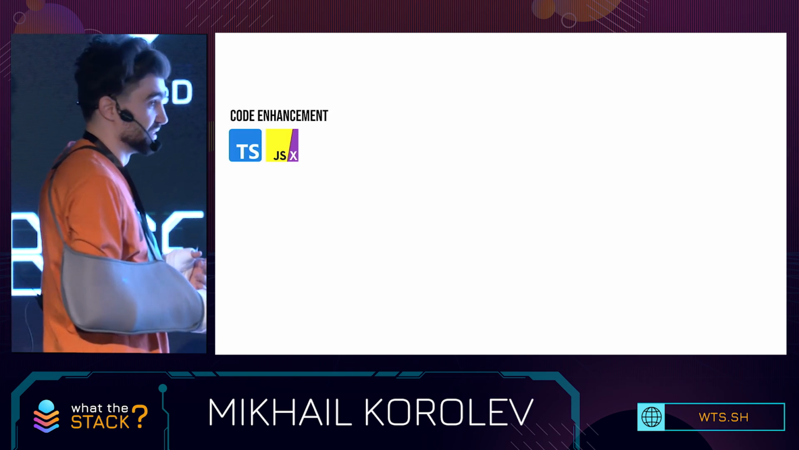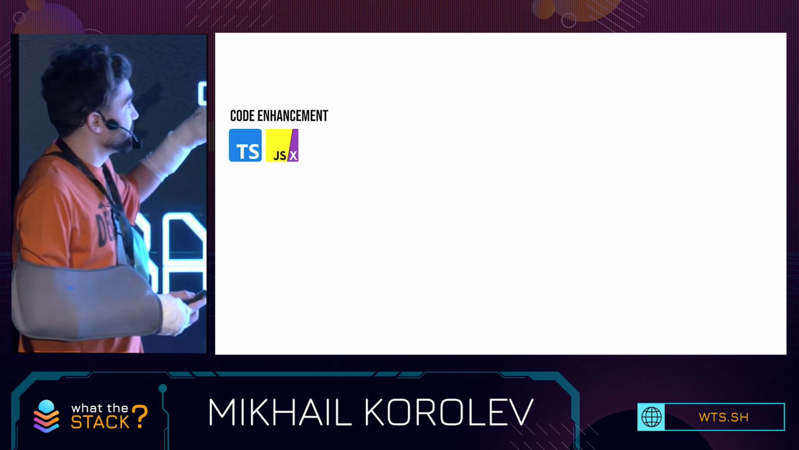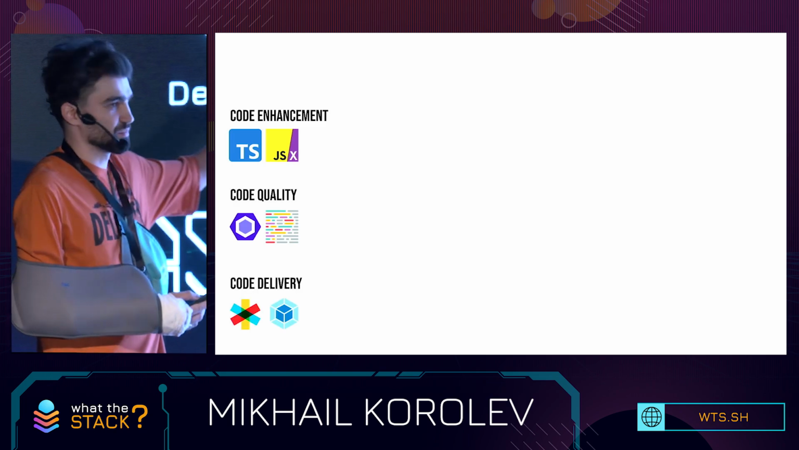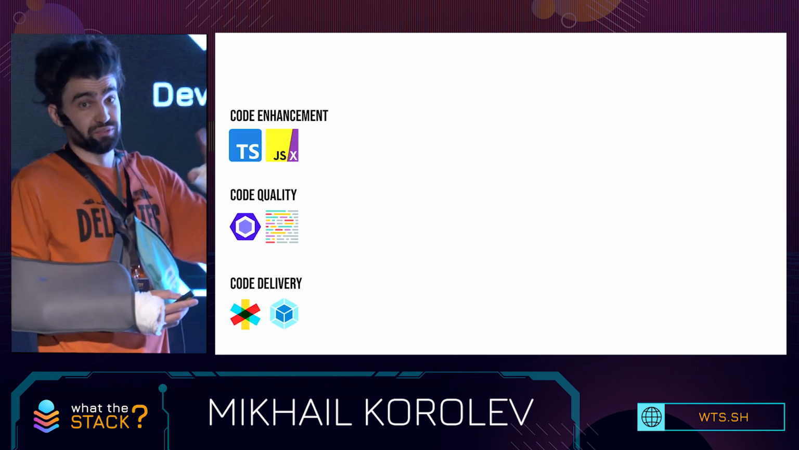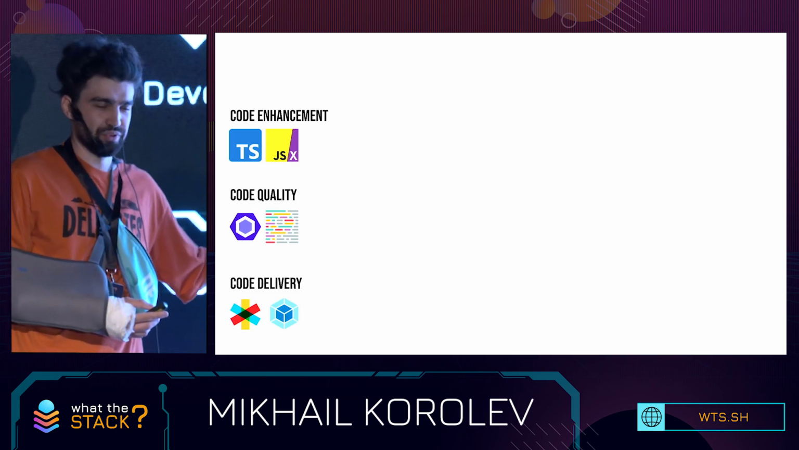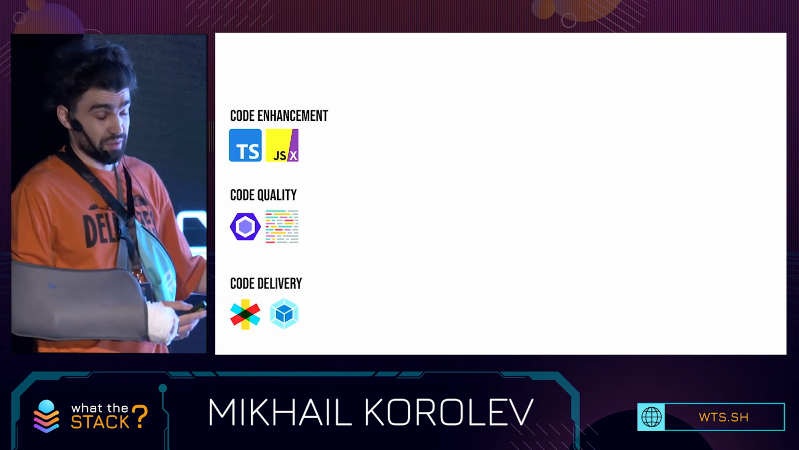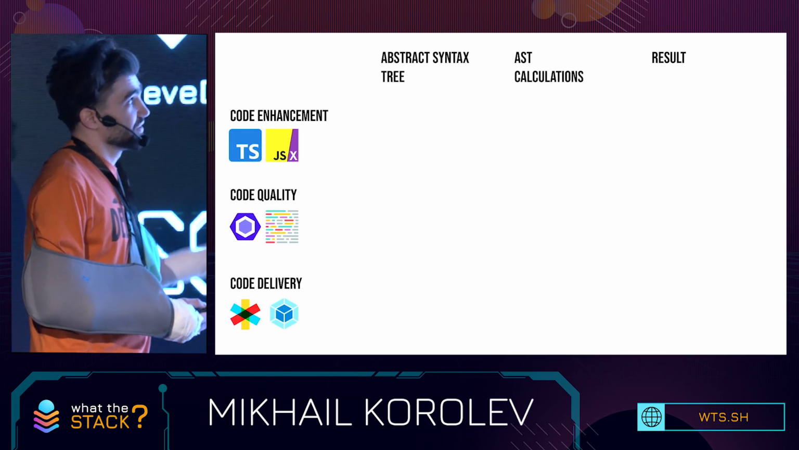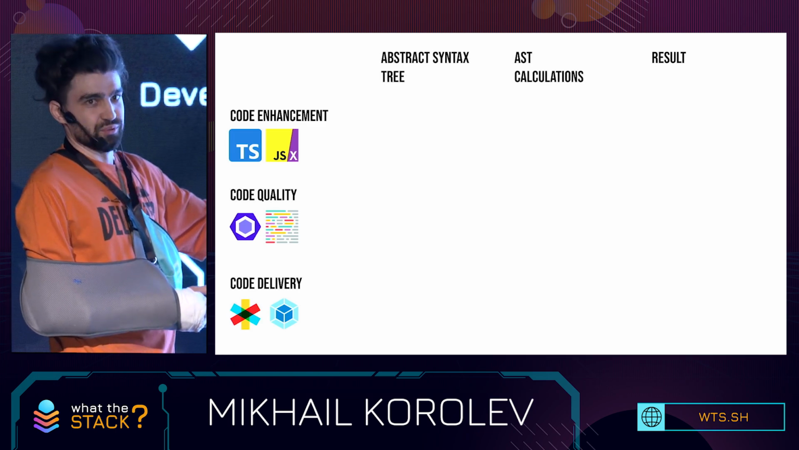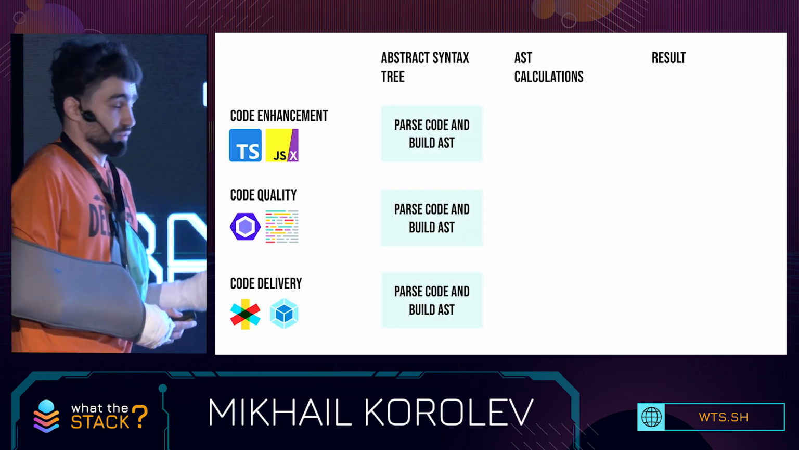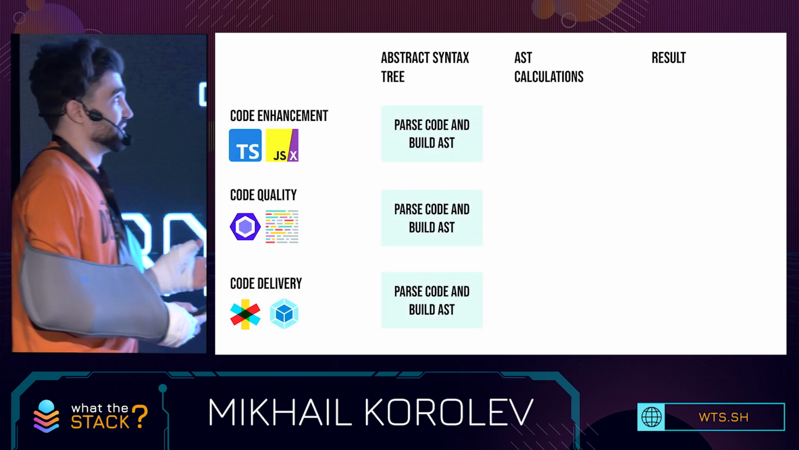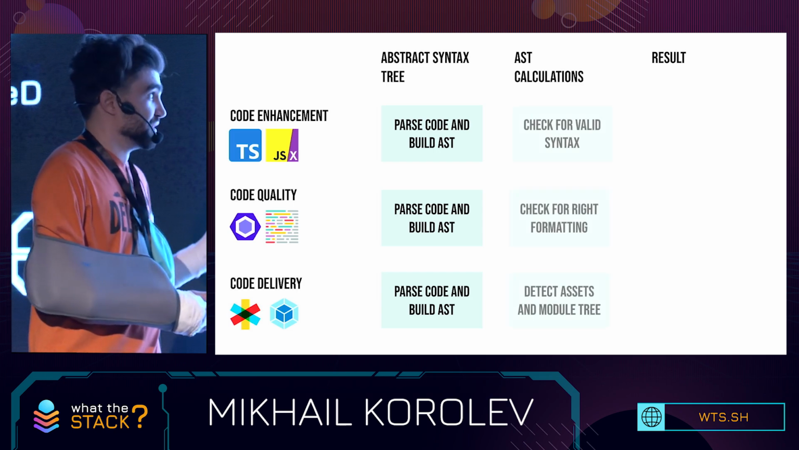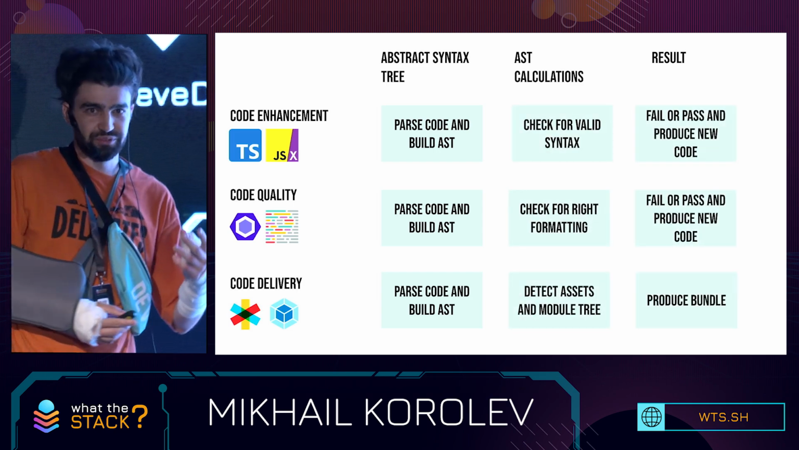now Biome, is incredible. So let's say we have a couple of tools we want to run in our pipeline. We have stuff like TypeScript, and we need to get rid of the JSX, then we need to run Prettier and ESLint, then we need to run something like Terser to minimize, and Webpack to do the modular bundling. And let's say all of those tools do something, right? So the first step for any of the tools is to parse code and build an abstract syntax tree, which is then used to do certain calculations and produce a result.